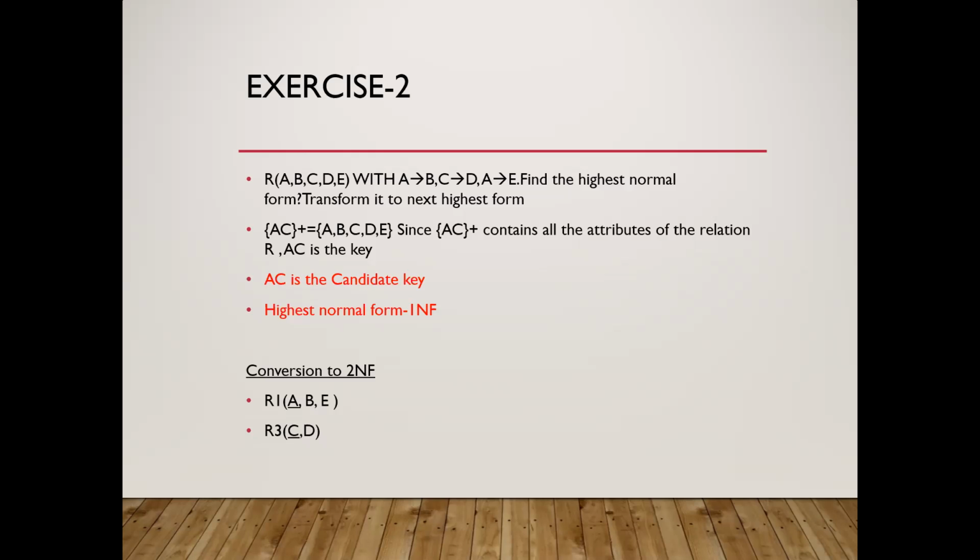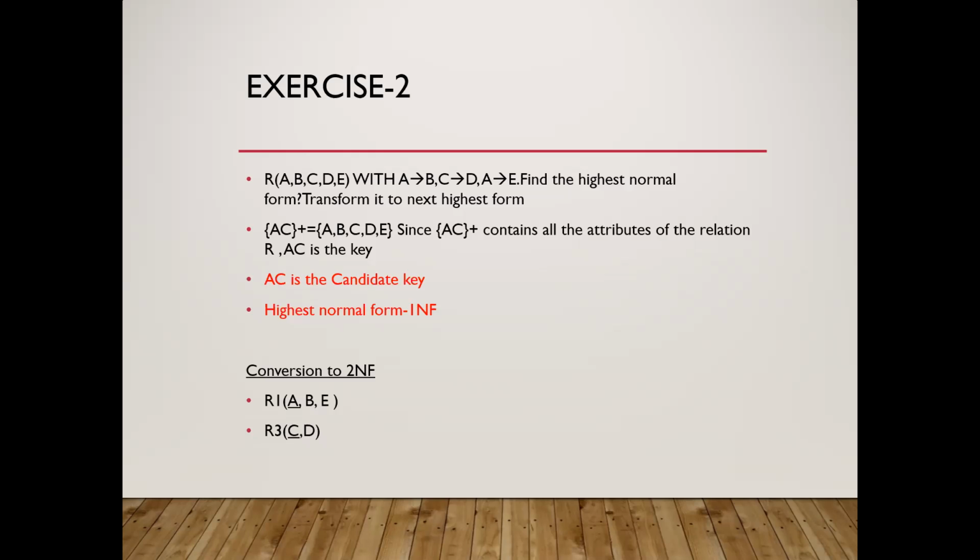So here also many partial dependencies exist. A functionally determines B is a partial functional dependency. A is a partial key. C functionally determines D is again a partial dependency. A functionally determines C is again a partial dependency. Since so many partial dependencies are present, the highest normal form is 1NF.